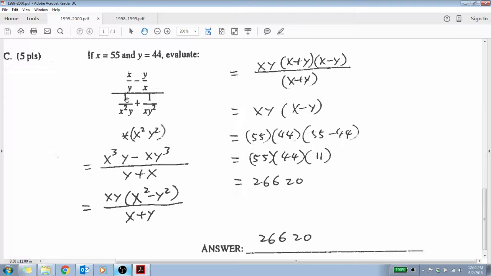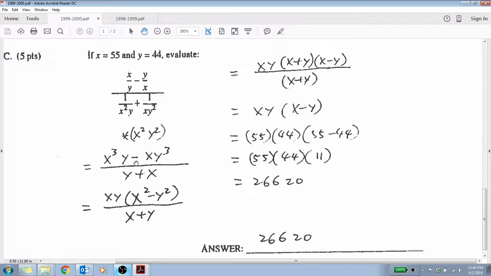Then multiply 1 over x squared y by x squared y squared. I'm left with just a y. Multiply this term by the same thing. I'm left with just an x. So what I have is this right here, x to the third y minus xy to the third over y plus x. Now from here, notice I can, with the numerator, pull out an x and a y.